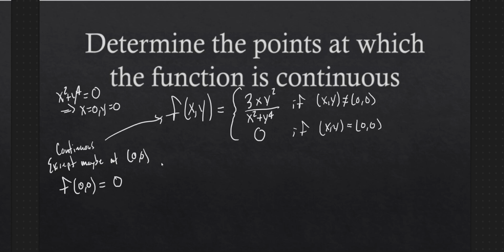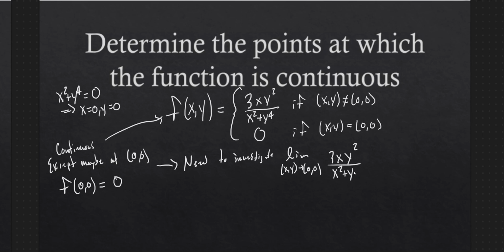So we need to investigate the limit as we approach the origin of the function 3xy squared over x squared plus y to the fourth. Why just this function? Why not the whole thing? Well, remember, we're approaching the origin along any path, and any path to the origin necessarily has all the points except one not at the origin. They're in the domain of this part of the function. So this is the function values along any path to the origin. So we need to investigate this limit.